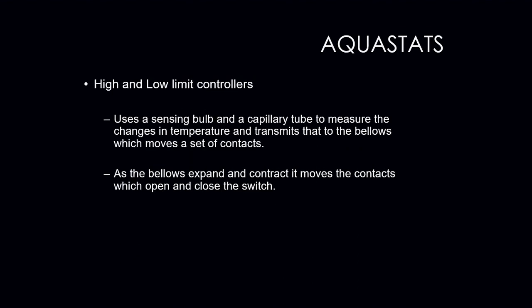So how does this thing actually operate as far as a high limit and low limit control? They have a sensing bulb on them. That sensing bulb is going to be connected to a capillary tube. And those are what actually measure the change in temperature, and it's going to transmit that temperature change to a bellows inside the aquastat. That bellows is now going to move, open and close a set of contacts inside the aquastat.